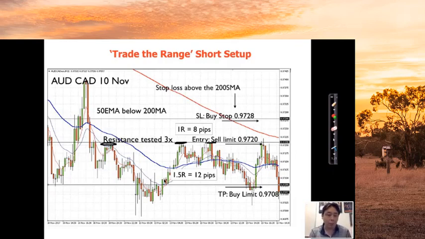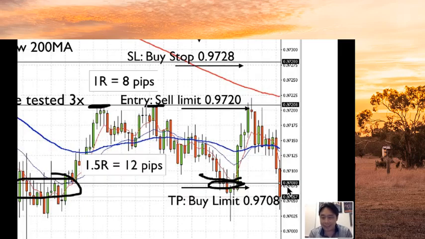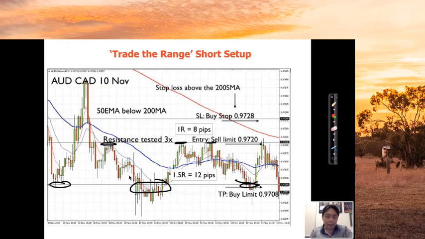Do I have an obvious support level? Yes, I've got support over there, support, support, and support. Support level is at about 97.08. Now again, you can see that it did not exactly touch that support. It broke through that support, and again, it broke through over there.